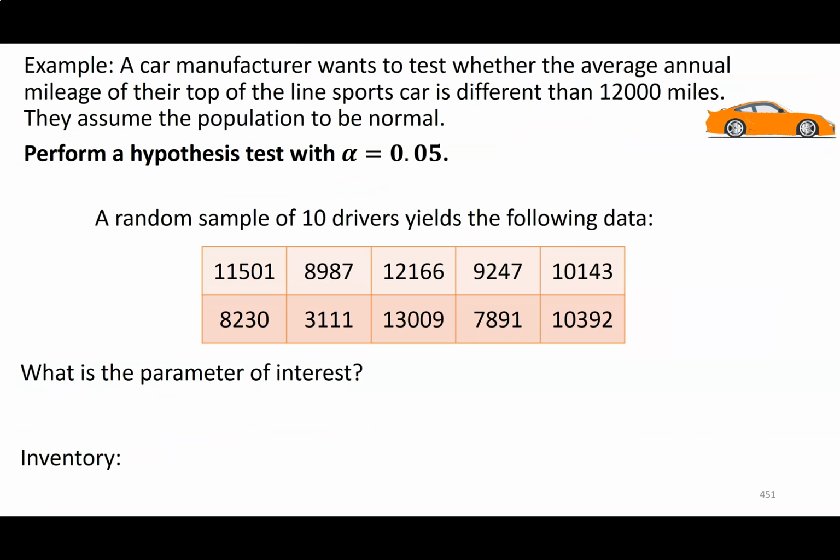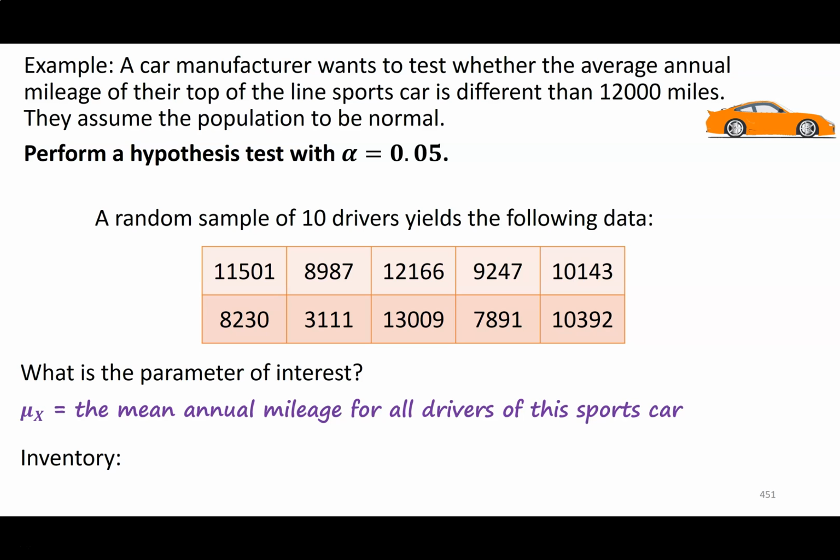So again, what is the parameter of interest? This has not changed since we did the confidence interval. We're still looking at the average annual mileage. So mu is the mean or average annual mileage for all drivers of this sports car. The inventory will change up a little bit here. By and large, X bar and S and N are all going to be the same.